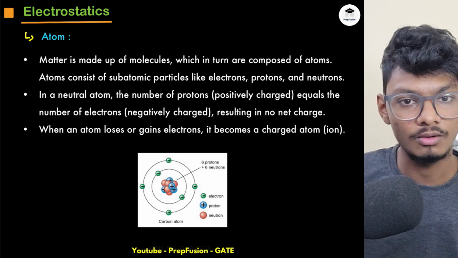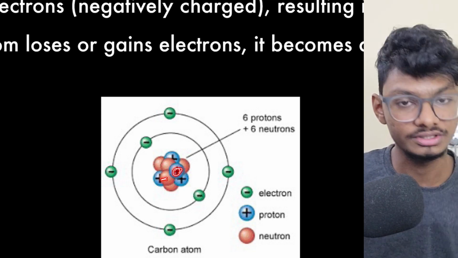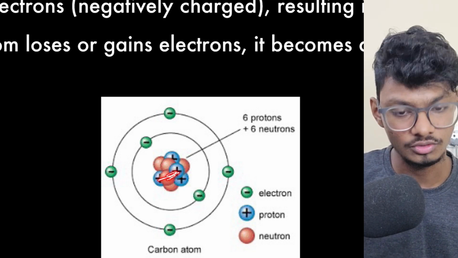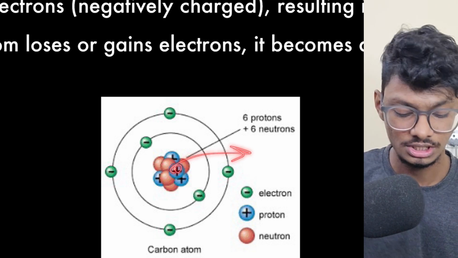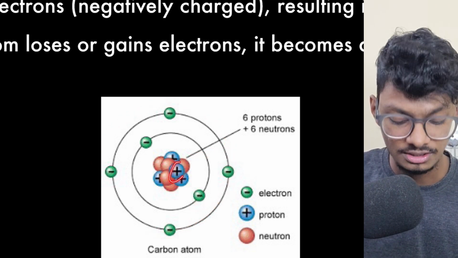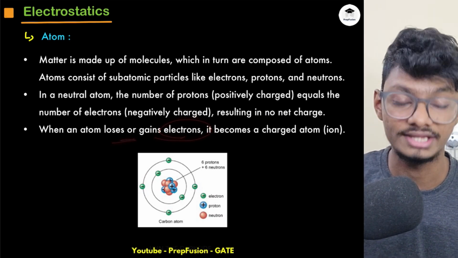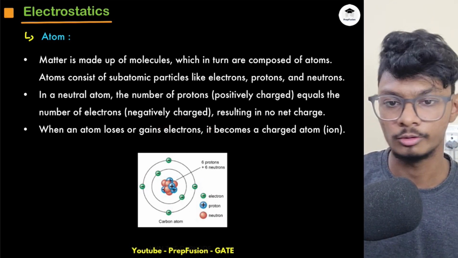Now you might say, sir, why can't it lose protons? It can't lose protons because the proton is tightly bound with the neutron, right? So we cannot generally remove protons, but electrons are actually revolving around the orbit, so removing electrons is easier than removing protons. That's why here we say the atom loses or gains electrons, not protons specifically. Okay, I hope you got the point.